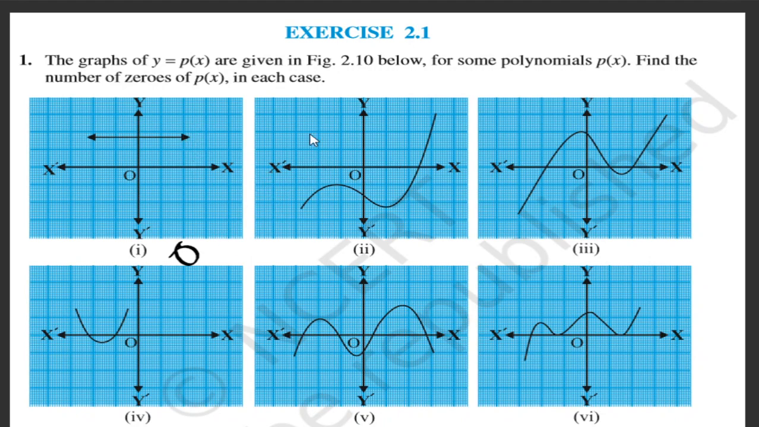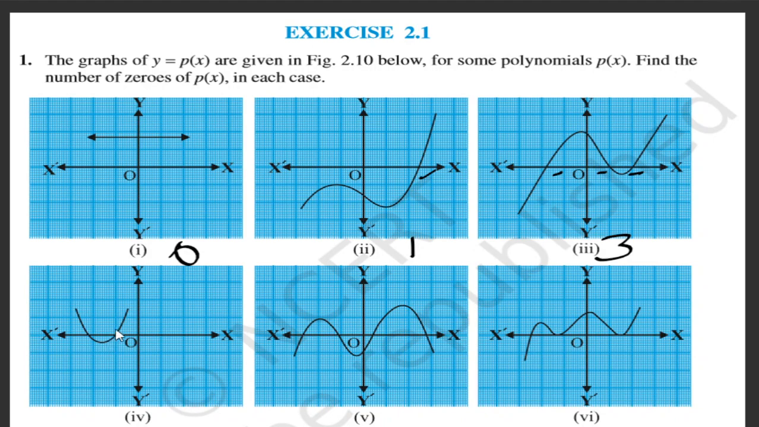Okay, and observe the second graph. When you draw the graph of a cubic polynomial, it comes like this, like waves. So this graph intersects the x-axis at how many points? 1 point. Yeah, it has 1 zero value. And see the third figure. The graph intersects the x-axis at how many points? 1, 2, 3. So it has how many zeros? 3 zeros.